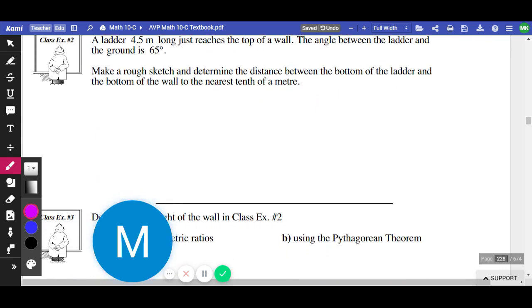Okay, a word problem. So they say a ladder 4.5 meters long just reaches the top of a wall. The angle between the ladder and the ground is 65 degrees. Make a rough sketch and determine the distance between the bottom of the ladder and the bottom of the wall to the nearest tenth of a meter.